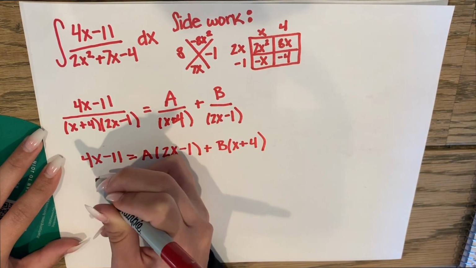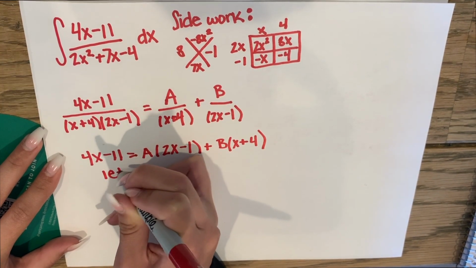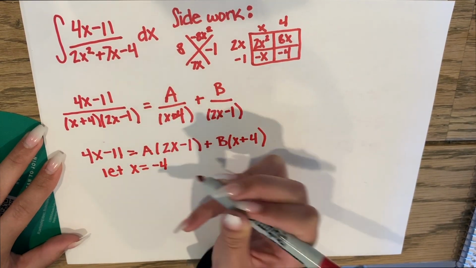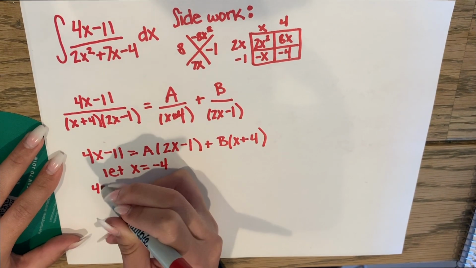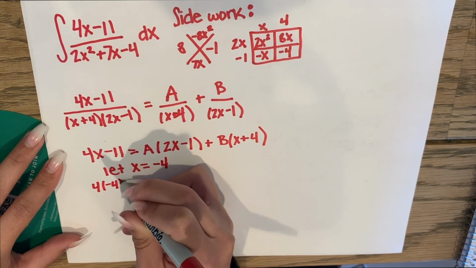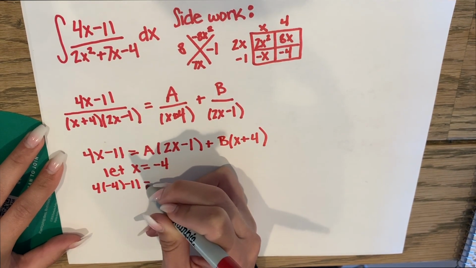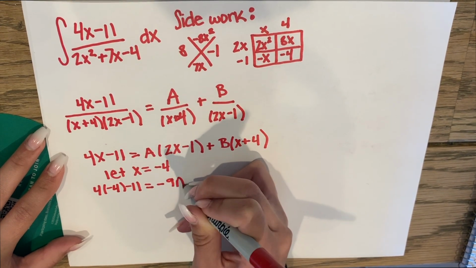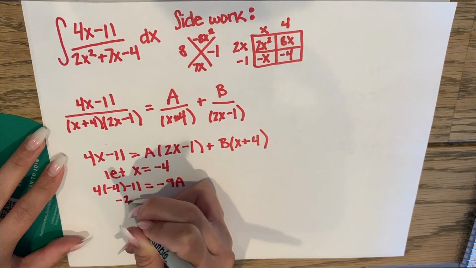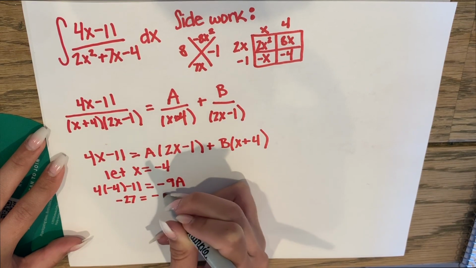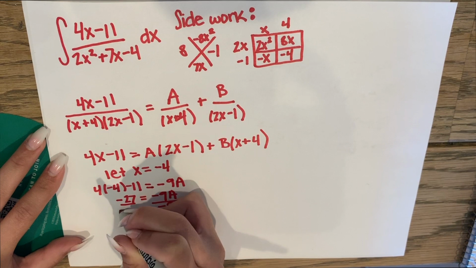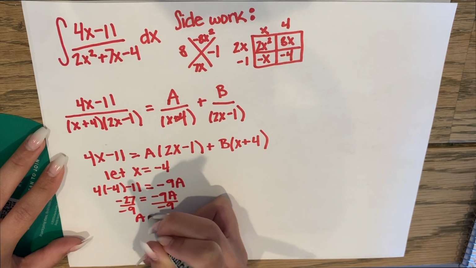So now we can let x equals negative 4 in order to cancel out one of the variables. So we get 4 times negative 4 minus 11 equals negative 9a. On the left, we have negative 27 equals negative 9a. So we divide both sides by negative 9, and we get a equals 3.